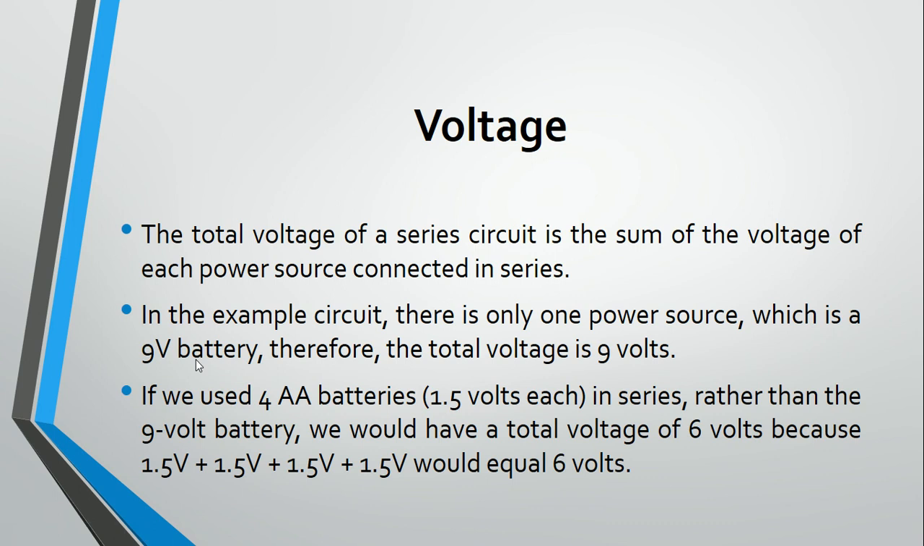Another what-if: if you used 4 AA batteries consisting of 1.5 volts each in series, rather than the 9-volt battery, we would have a total of 6 volts, because 4 multiplied by 1.5 is equal to 6 volts. So we have 1.5 plus 1.5 is 3, then 1.5 is 4.5, and then 1.5 is equal to 6 volts. Again, to get the total voltage of a series circuit, we just add the voltage of each power source. It is easier if there is only one power source: if that is the value, then that will be the value. For example, a 9-volt battery is 9 volts. If we have 4 AA batteries, 4 times 1.5 is equal to 6 volts.